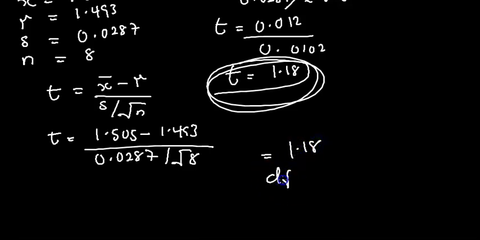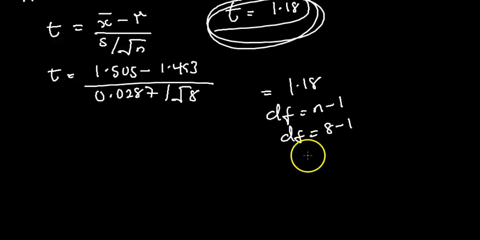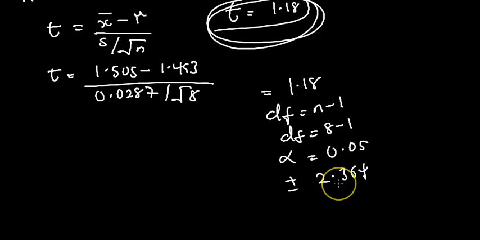The degree of freedom, df, is n minus 1, which is equivalent to 8 minus 1, so 7. The critical t value from the distribution table, with alpha equal to 0.05 for a two-tailed test, is approximately plus or minus 2.364, if you check the table. Since what we are given is 1.18, which is less than this, we can finally conclude that the mean value for alloy 3 does not differ significantly from the certified value.